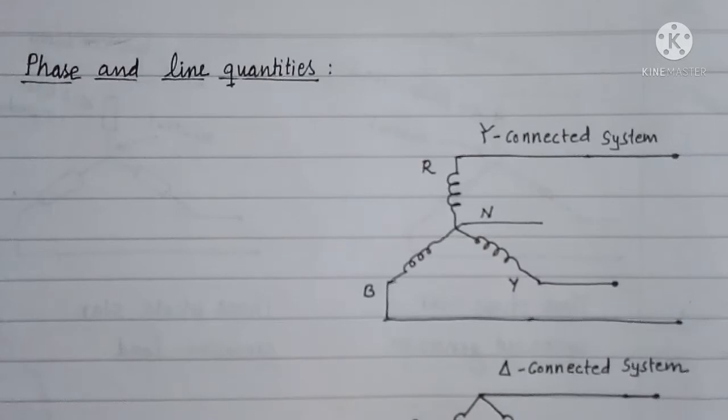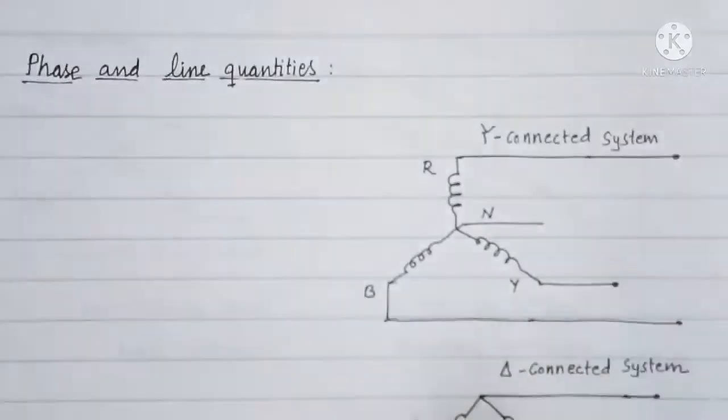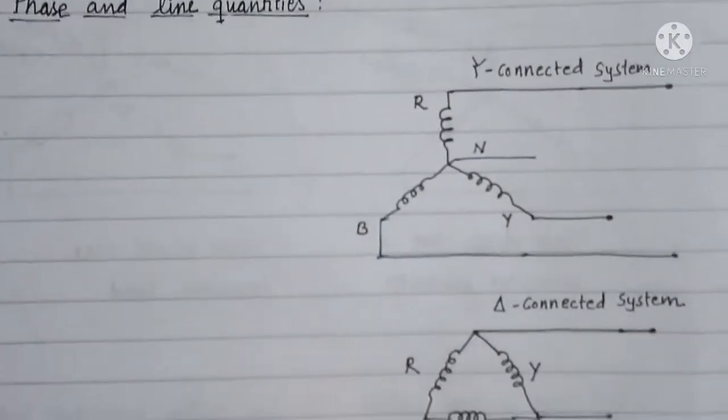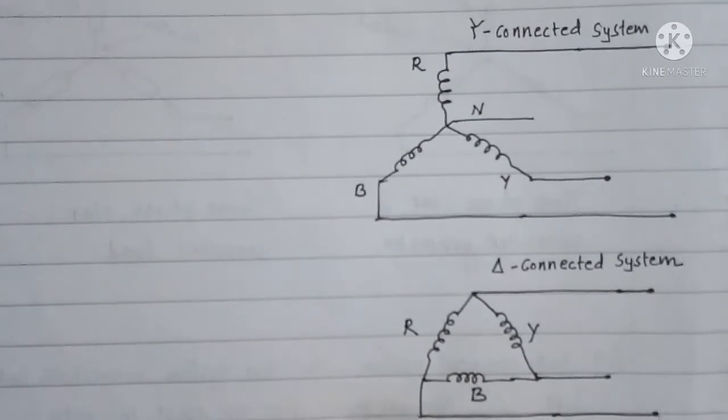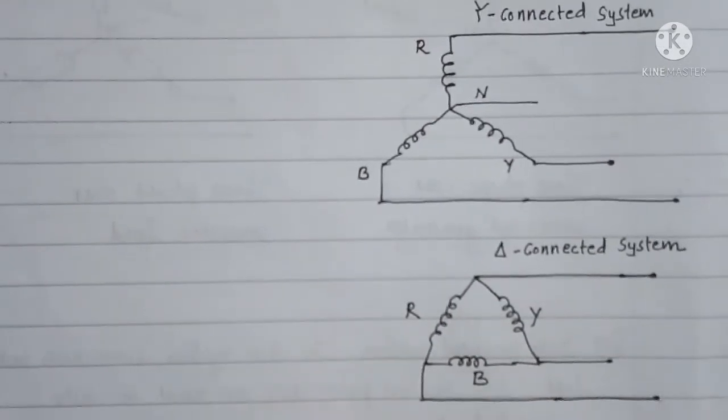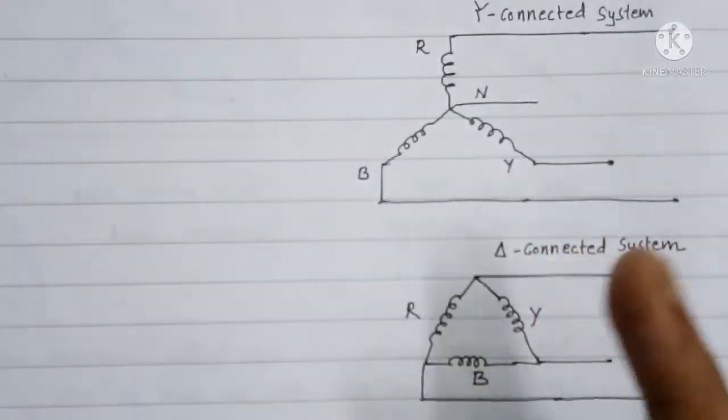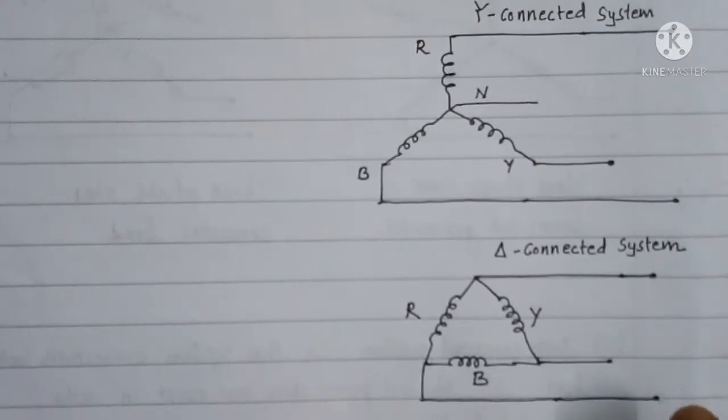For defining line quantities and phase quantities, that is line current, phase current, line voltage and phase voltage, let us consider a star connected generator and delta connected generator. You may also consider star connected load or delta connected load.